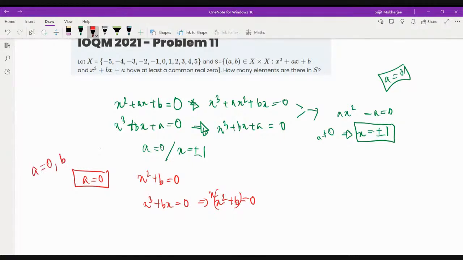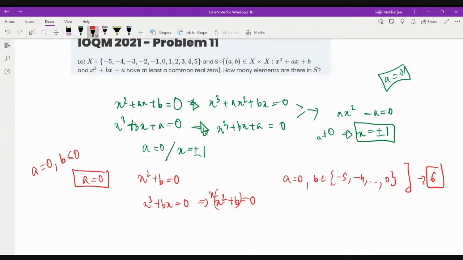Anything? No, not anything, because b must be non-positive. So b must be less than or equal to 0. Therefore, we got that a is equal to 0 and b belonging to minus 5, minus 4, up to 0. So therefore 6 possible solutions over here. Okay, we have got this.